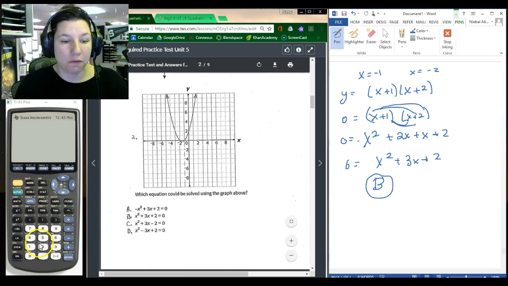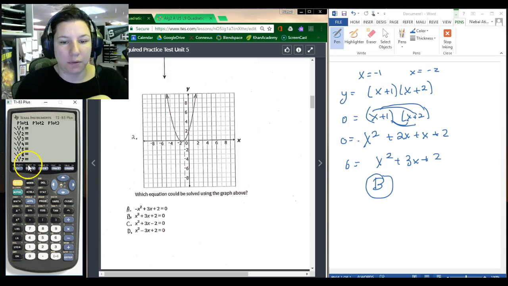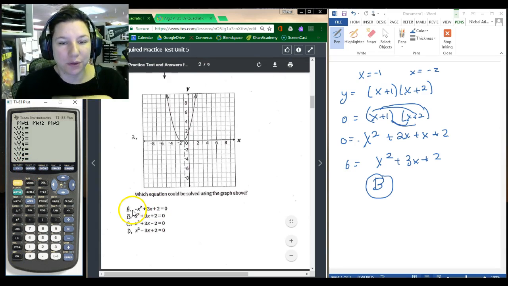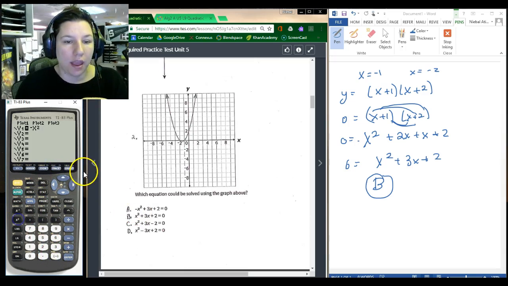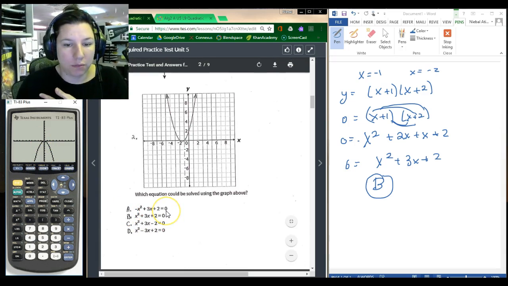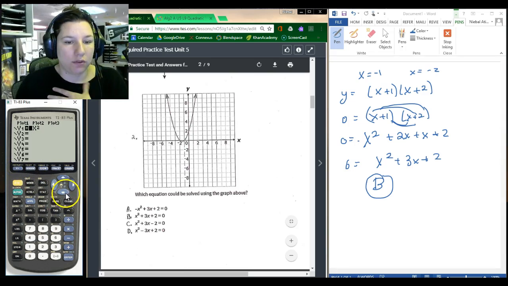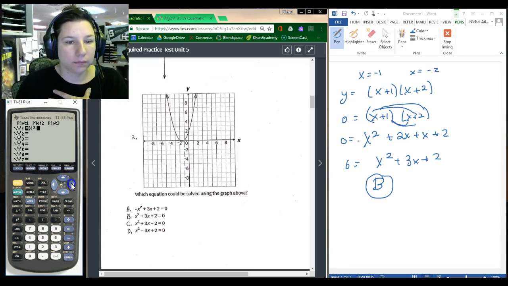If you find that a little confusing or are not ready to wrap your head around that sort of problem, your backup for this question is to type in each of these equations and see which one matches. I can cancel out A right away because you should know and recognize that if it's a negative x squared, when you graph it, it would be opening down. So you can quickly remove A as an option, and then if you enter in option B, you can see that that's the one that matches.